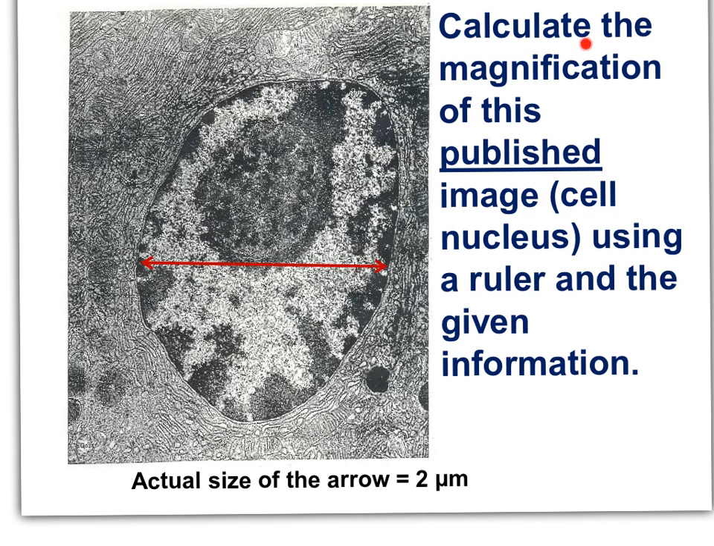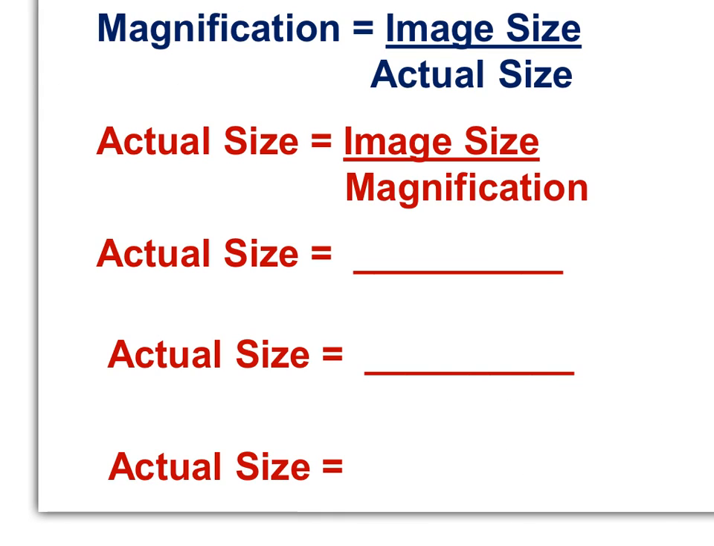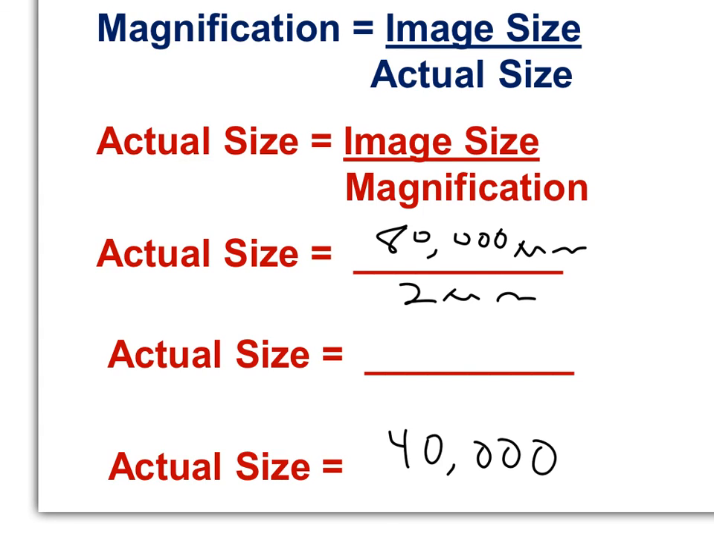Or I could have asked you to calculate the magnification of this published image, this cell nucleus, and with a ruler you would have measured this as 8 centimeters. I would have given that the width of this distance in the micrograph was 2 micrometers, and you would have had 80,000 micrometers over 2 micrometers, and that's 40,000x. Again, the image size across was 8 centimeters or 80,000 micrometers. The actual size of that line was given as 2 micrometers, and we divide to get 40,000x.